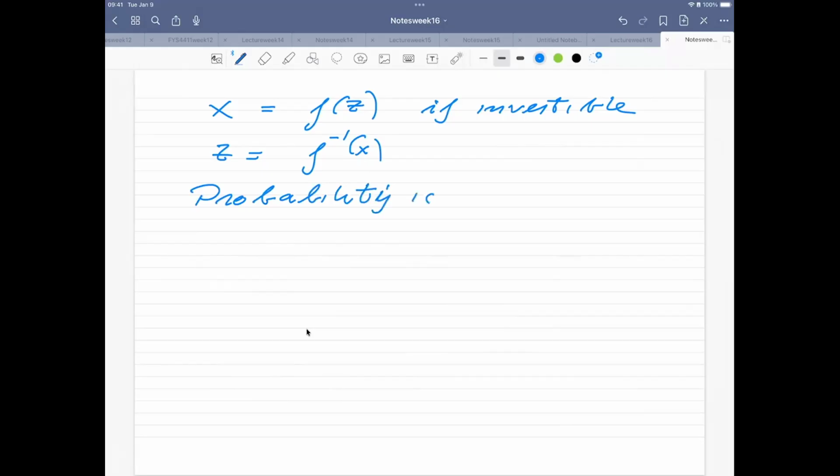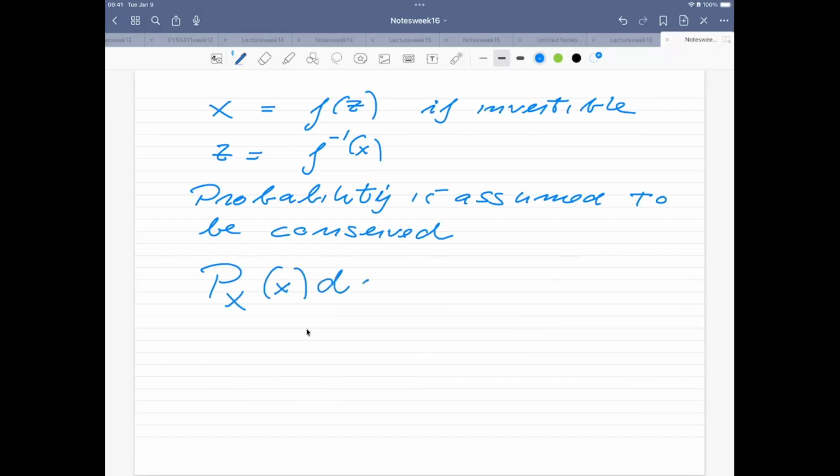So probability is assumed to be conserved, so that means the following, that P of x multiplied with dx. So let's assume that these are continuous probabilities. What that simply says is that this is a probability of finding x in a domain from x to x plus dx. This is the way you read that expression.